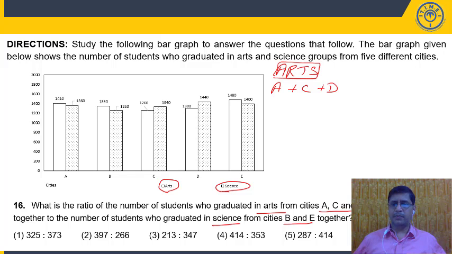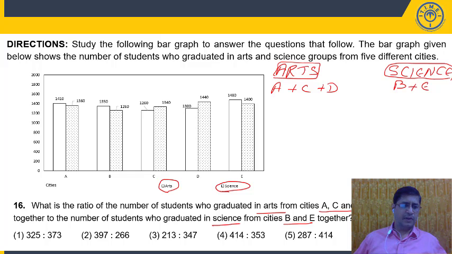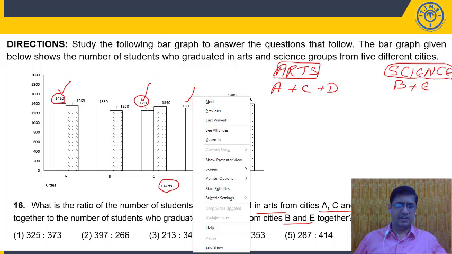So science group from B and E together. So A, C, D, the value of arts in A and C and D. So what is the sum of these values? 1410 and 1260 and ACD, and what is this value?